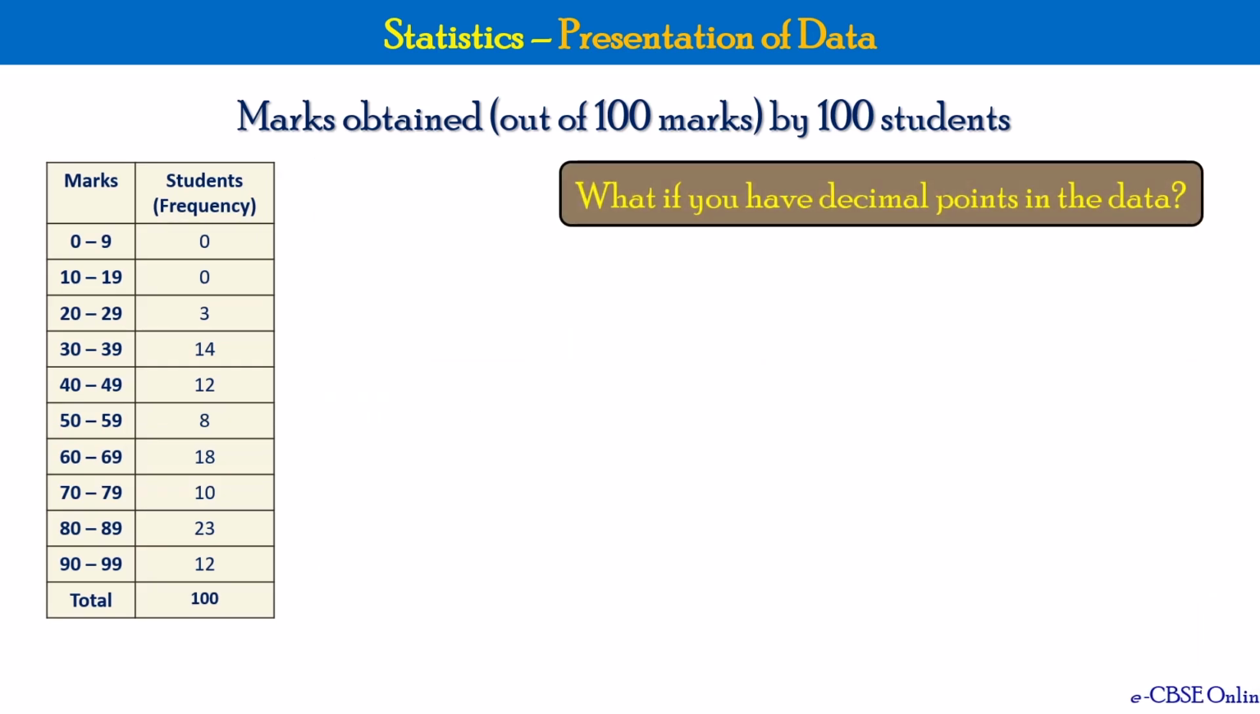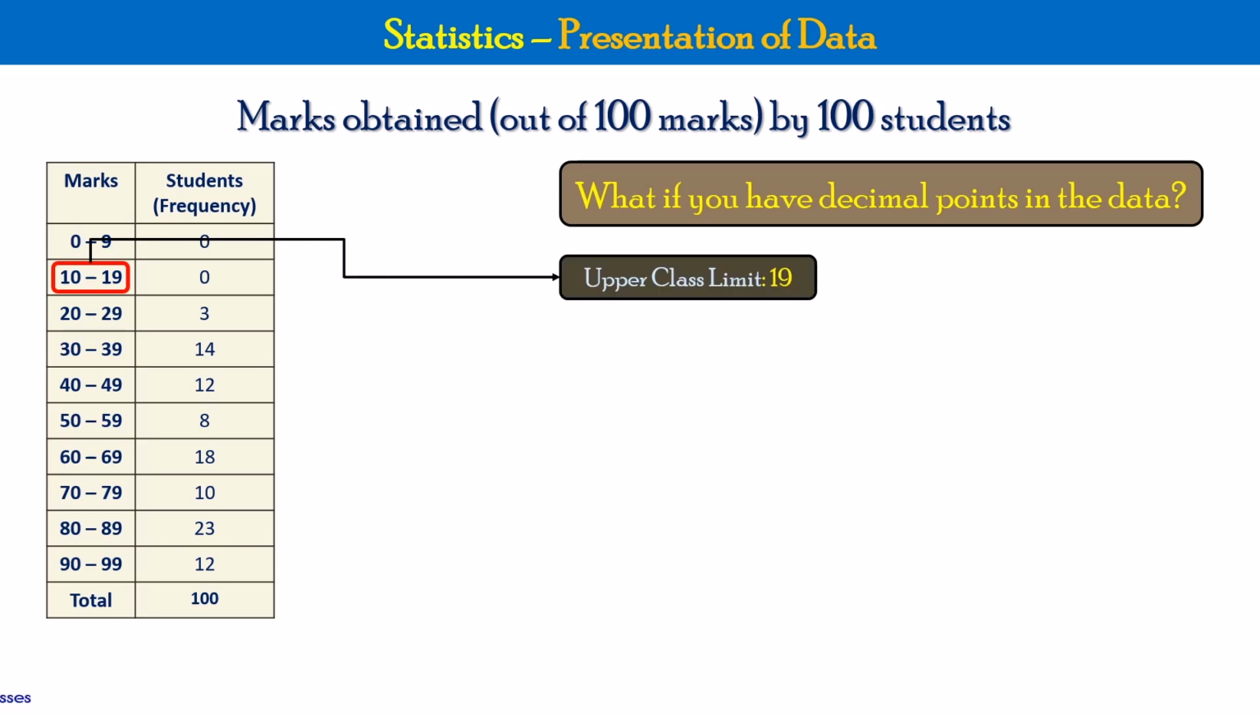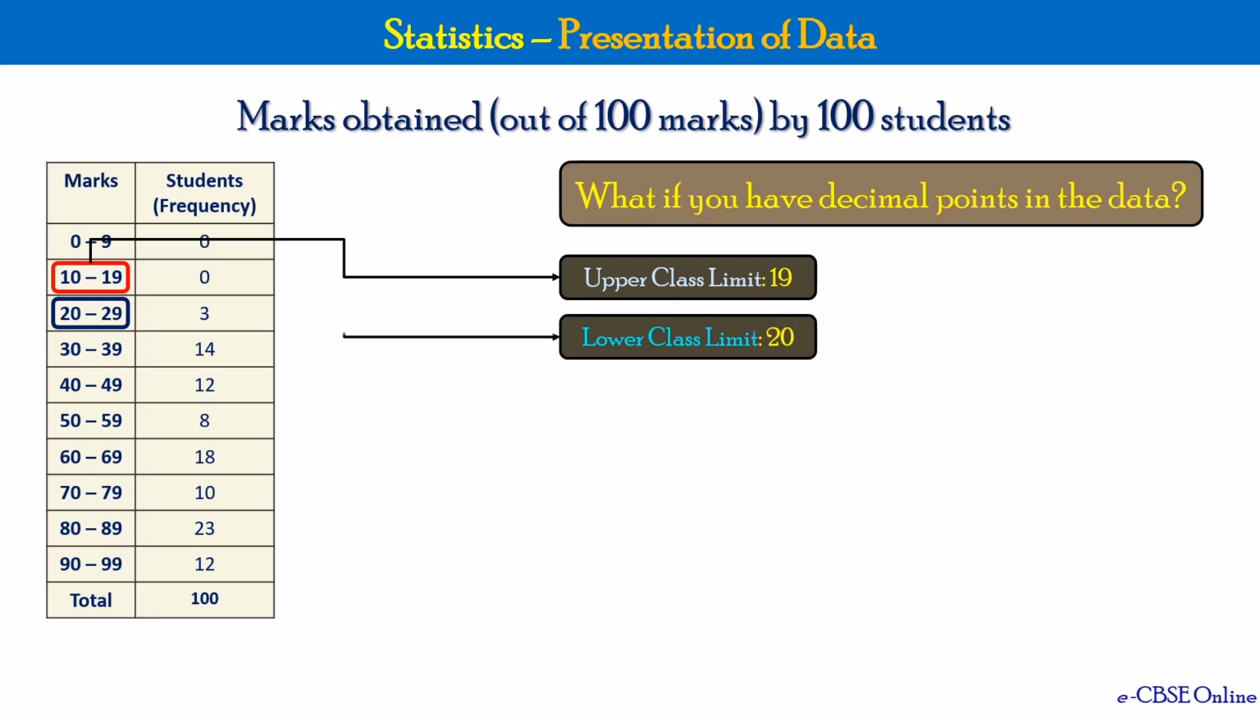Now, next, let's ask a question. What if there are decimal points, correct? In the data we have dealt with so far, there are only integers. So how to deal with decimal points? Let us try to understand how you make classes for such things. So let me take one class that is 10 to 19 and take the upper class limit of that. So here that is 19, and take the next class and take the lower class limit of that.